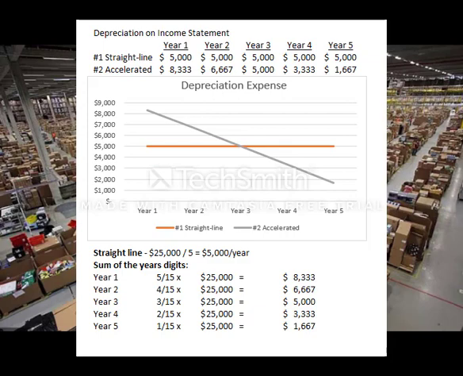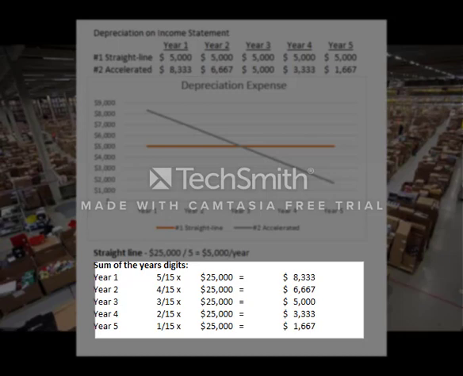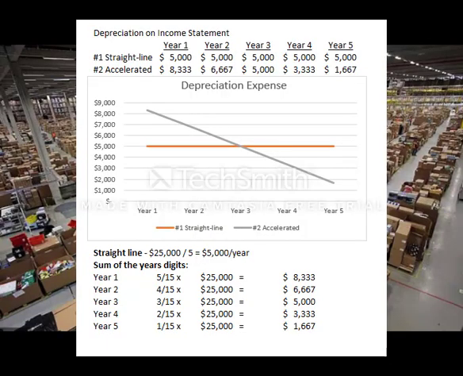period of time. In accelerated depreciation, calculated at the very bottom, it's called sum of the year's digits. You apply 5/15ths of the cost the first year times 25,000 is 8,333, and so on all the way down. And then you'll see on the graph the gray line starting high in year 1 and going down to well below the straight line depreciation in year 5. Those are the two most common methods of depreciation.